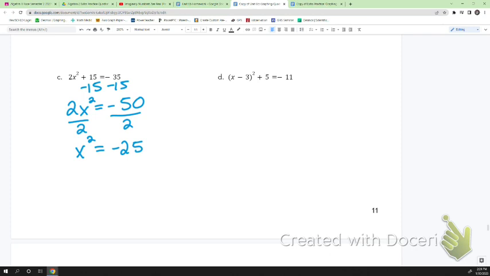How do I get rid of a square? You're going to square root both sides. Did you answer 5 plus i? It's plus or minus 5i. We okay with that?